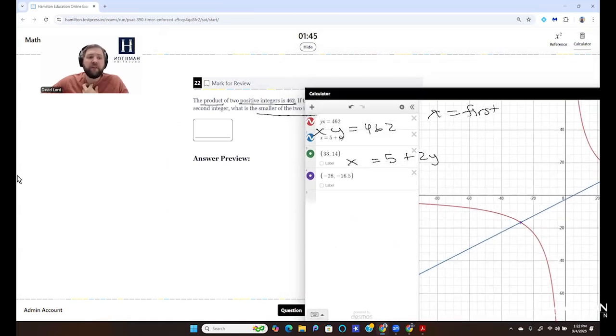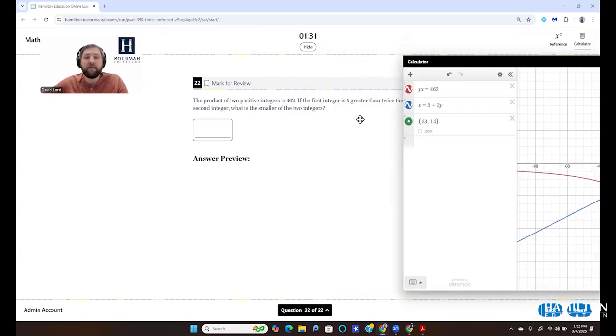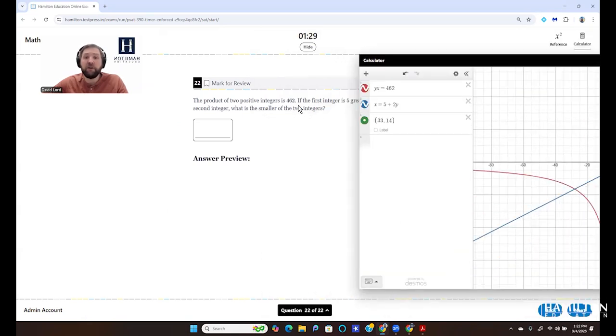Now, it might be confusing on which one is the right answer, but the question said positive integer, so we can cross off the bottom one because those are not positive, and the last one's not even an integer. That leaves us 33, 14. And it said, what is the smaller of the two integers? So we can pick 14. All right. That's all it is for the first module. I'll see you in the next one.